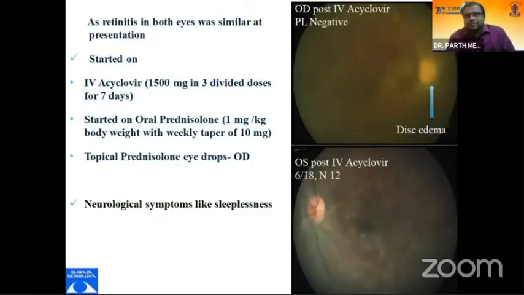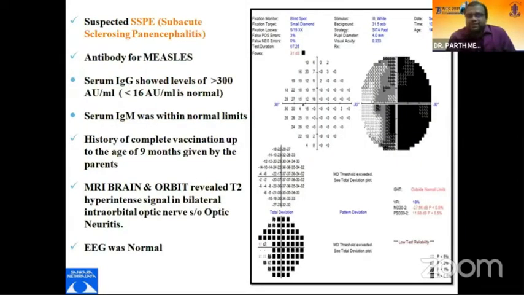As retinitis in both eyes was similar at presentation, she was started on IV acyclovir along with oral and topical steroids. She started developing neurological symptoms like sleeplessness. Based on the symptoms, we suspected subacute sclerosing panencephalitis, and antibody titer was done for measles. The serum IgG showed levels of more than 300 arbitrary units per ml, whereas the normal value is less than 16 units. A history of complete vaccination up to the age of 9 months was given by the parents, along with the booster dose. MRI was done to rule out neurological lesions, which showed optic neuritis but without any brain parenchymal lesions. Electroencephalogram was normal.